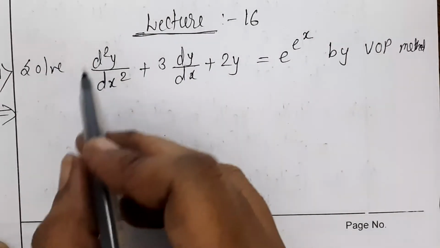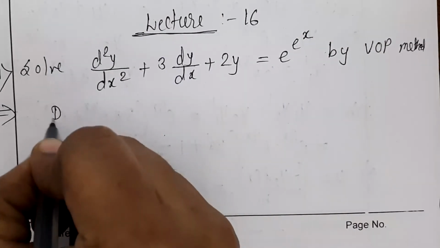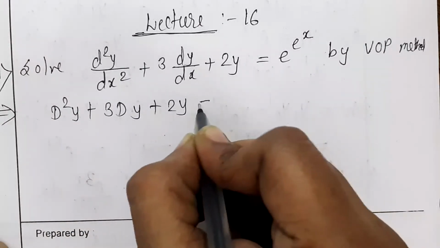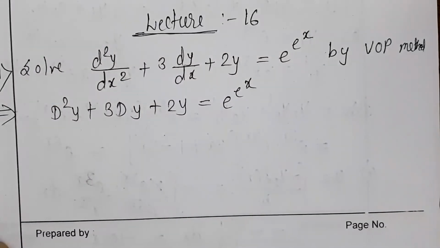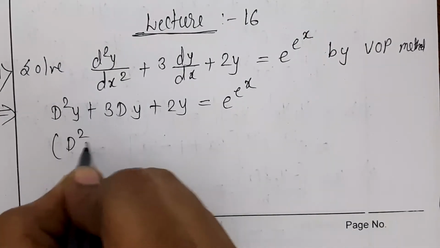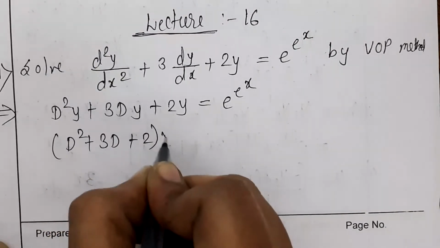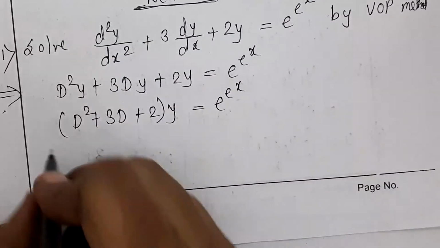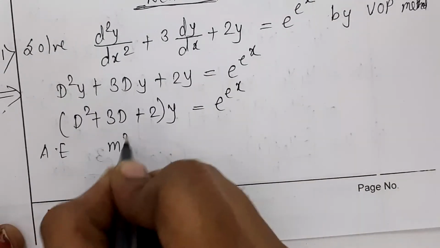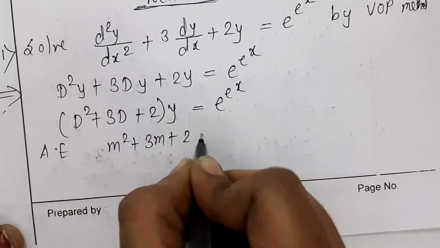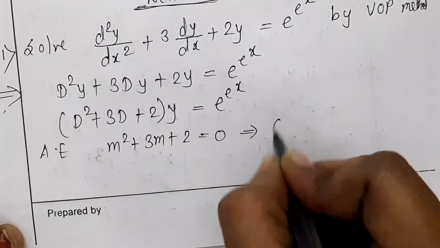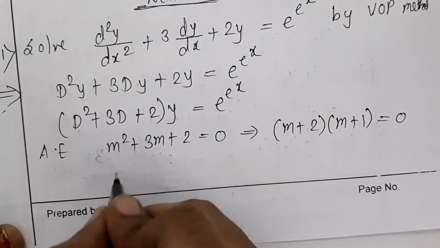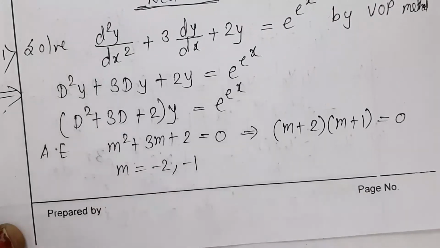Now, first we convert this into operator form D. So, this is D²y + 3Dy + 2y = e^x. Now this is (D² + 3D + 2) y = e^x. What are the roots of this? First find out the auxiliary equation: m² + 3m + 2 = 0. So (m + 2)(m + 1) = 0, so m = -2 and -1 are the roots.